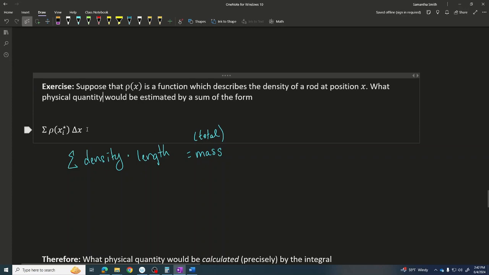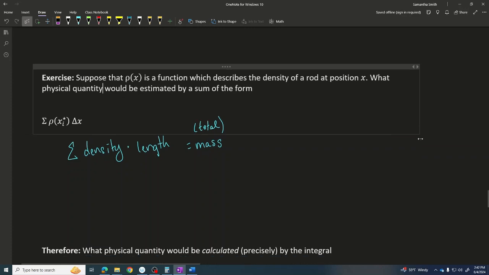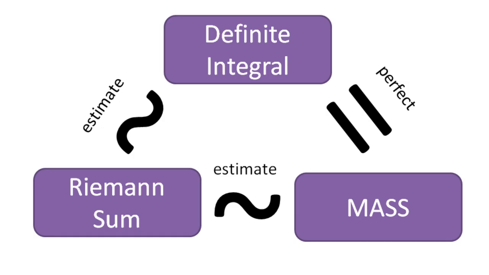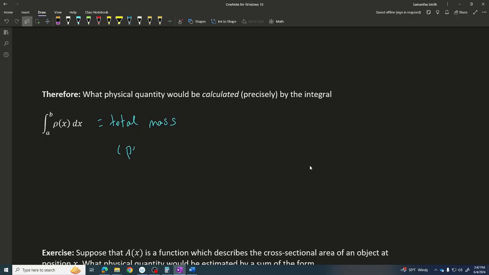And so, as delta x gets smaller and your sum transforms into an integral, you're still going to be calculating total mass, but the difference is that this calculation is going to be perfect. It's not going to be an estimate anymore. It's actually going to be truly equal to the actual mass of the object.